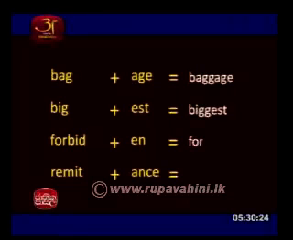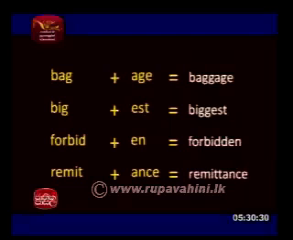Forbid plus EN, forbidden. Remit, remittance, R-E-M-I-T-T-A-N-C-E. But there is another exit. දැන් මේකේ තවත් තැනක් තියෙනවා මෙහෙම vowel එකක් තිබුණට ඊළඟට ව්‍යංජනයක් තිබුණට වෙනස් නොවන තැනක්. So always the rule breaks at some place. Now let us look at those words.